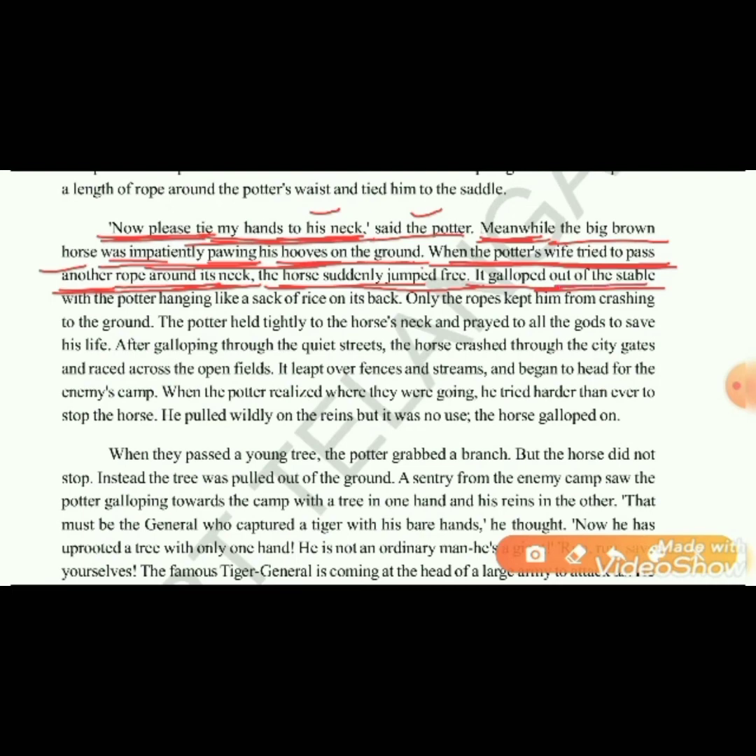Only the ropes kept him from crashing to the ground. If he had not been tied with ropes and other things, he would have fallen on the ground, been crushed and died. But now he was able to hang on because he was tied with ropes. These ropes were saving him. The potter held tightly to the horse's neck and prayed to all the gods to save his life.